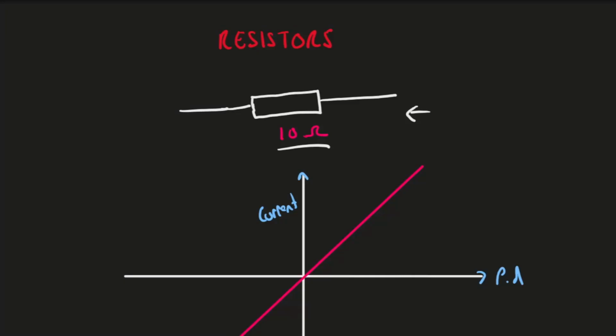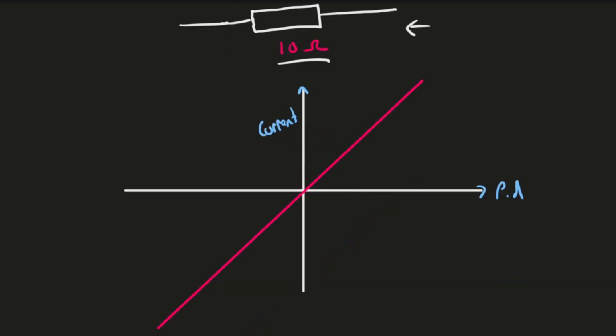Okay, so previously we have looked at resistors, and in general we worked with resistors which have a fixed resistance. So for example here we've got a resistor with a 10 ohm resistance, and what that's telling us is that this resistor has a constant fixed resistance of 10 ohms no matter what you do to it. So what we can actually do is plot a graph of current against potential difference across this resistor, and what you notice is you get a straight line.